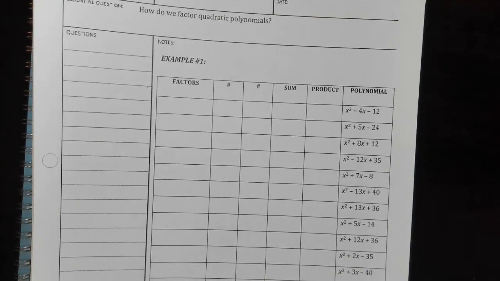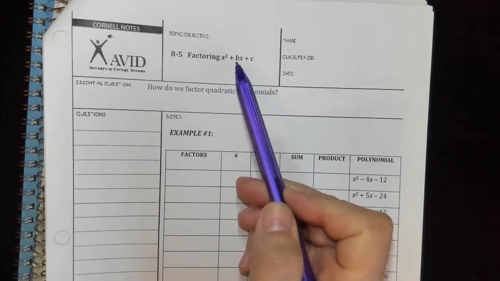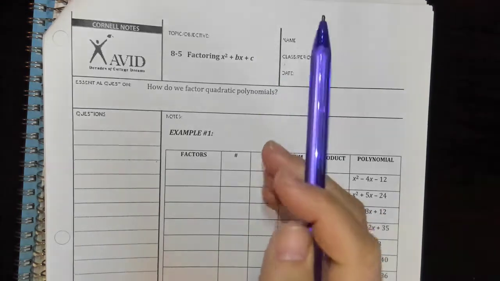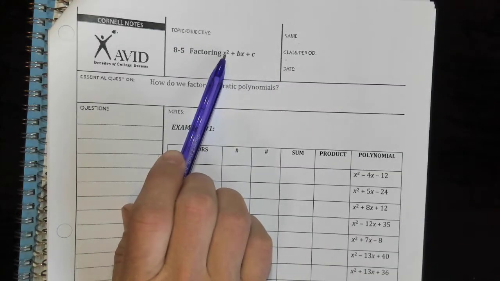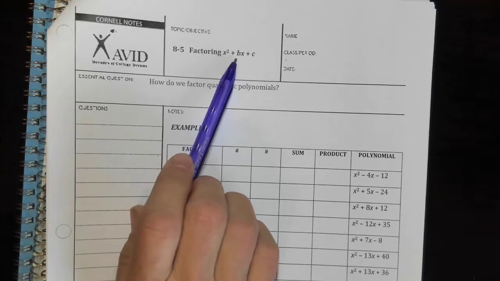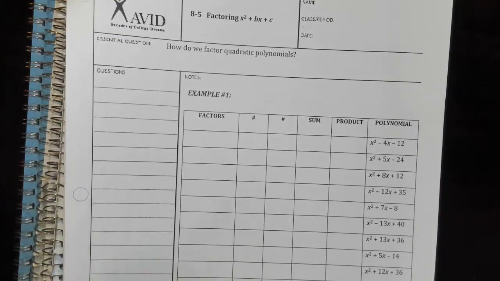Today we are looking at section 8.5, and we are going to be factoring polynomials of the form x squared plus bx plus c. It's called a quadratic because of the second degree, and this is a trinomial because there's 1, 2, 3 terms. All right, so a couple things to know.